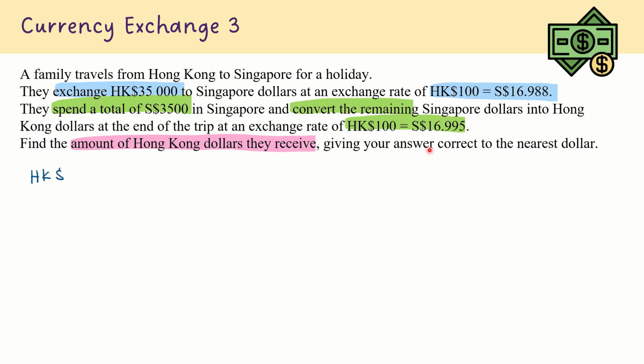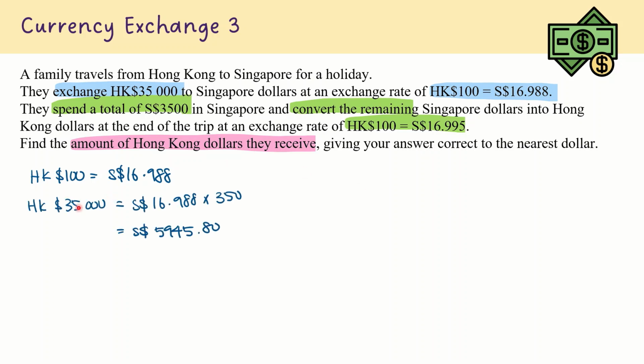However, what I've decided to do is to convert the 35,000 Hong Kong dollars into Singapore dollars using the blue exchange rate. So this is where I did not go and find what 1 Hong Kong dollar is worth. I simply took 100 and multiplied by 350 to get 35,000. Likewise, on the right side, I will also multiply by 350, and that comes out to be $5,945.80. So with this amount in Sing dollars, I can then subtract away $3,500.